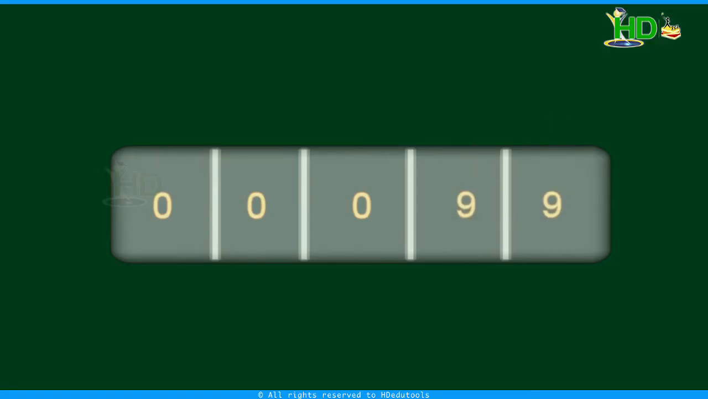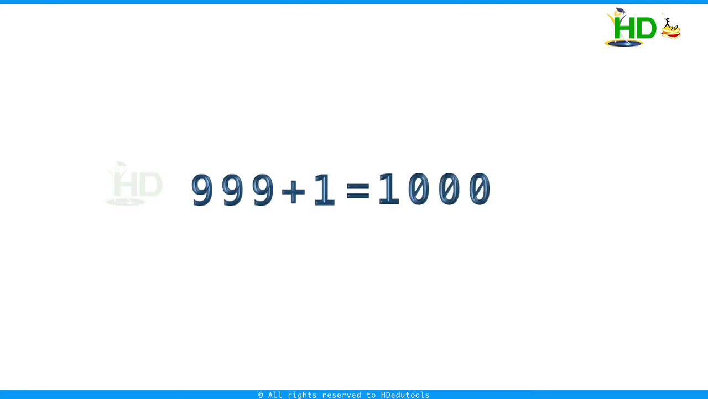And also what is the largest three digit number? Yes, it is 999. And if we add 1 to this number, we get the smallest four digit number. That is 999 plus 1 is equal to 1000. So 1000 is the smallest four digit number. Like that we can find any number.